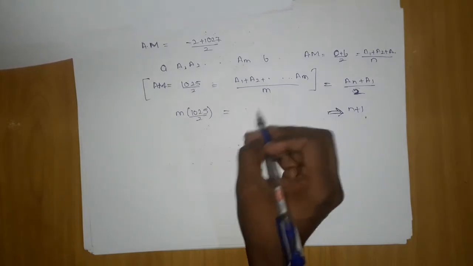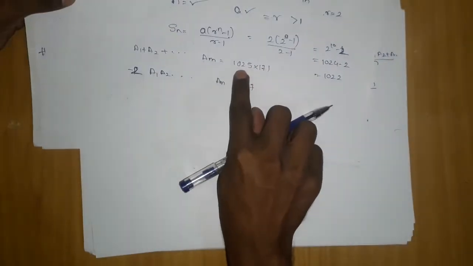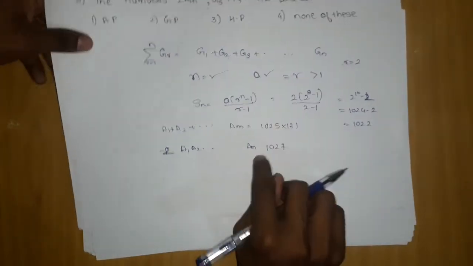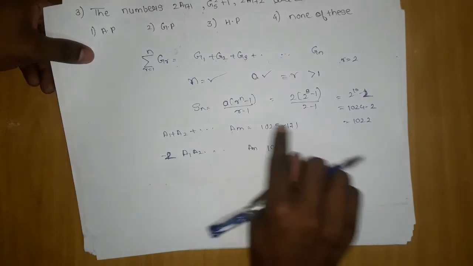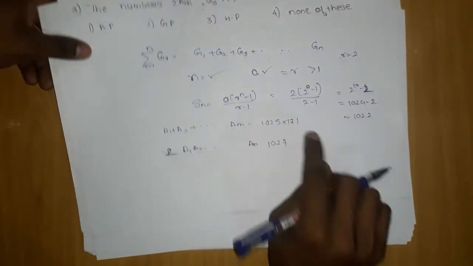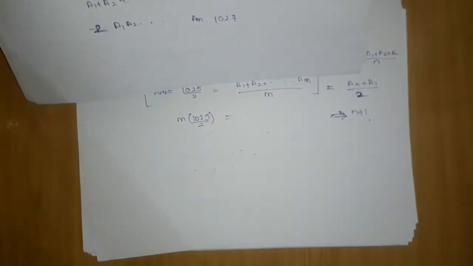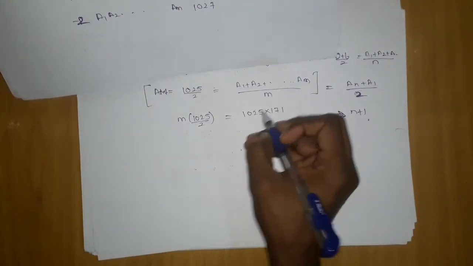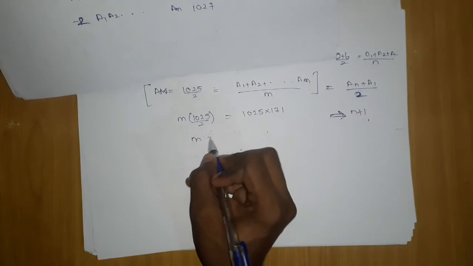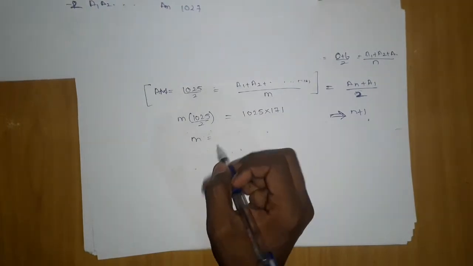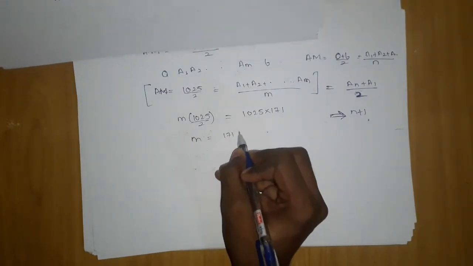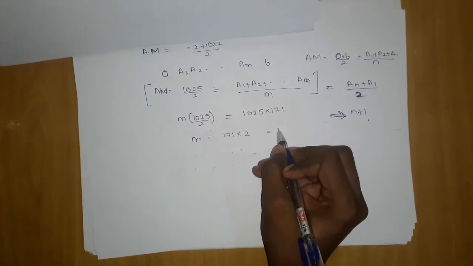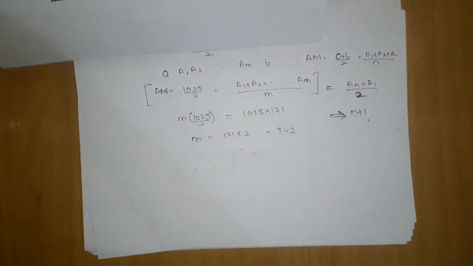So do I know the sum of the arithmetic means? Have they given it to me? Yes, it is 1025 into 171. They have given me the sum of all the arithmetic means, which is 1025 into 171, in the question. So I will put here 1025 into 171. 1025 will cancel out, giving me finally that M is nothing but 171 into 2, which is 342. So I got my M.